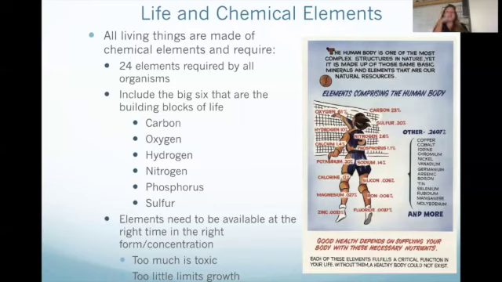All living things are made of chemical elements, and we require 24 to be happy, healthy organisms, and they're in that image right there. This includes the big six: carbon, oxygen, hydrogen, nitrogen, phosphorus, and sulfur. So when we break down the parts of your body, it breaks down into these big six. Elements need to be available at the right time, at the right place, in the right concentration and form. If you take too much of a vitamin, especially one that's fat soluble, it is toxic. It can kill you. Too little, and you can have diseases from not having enough.